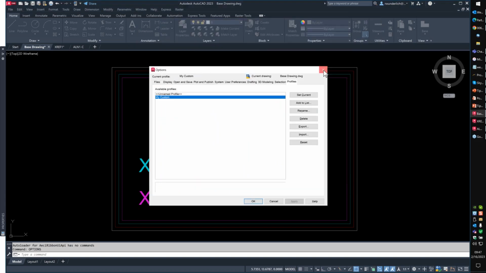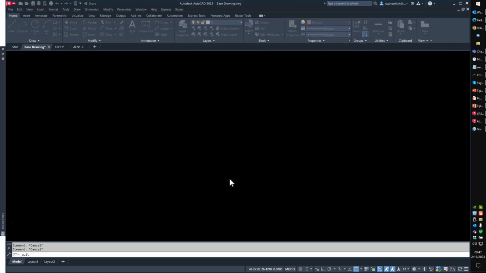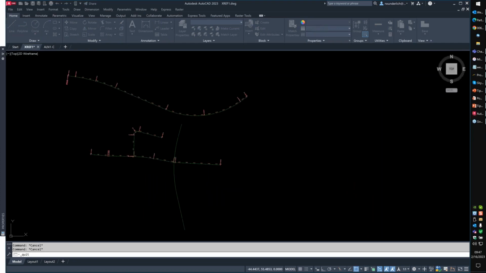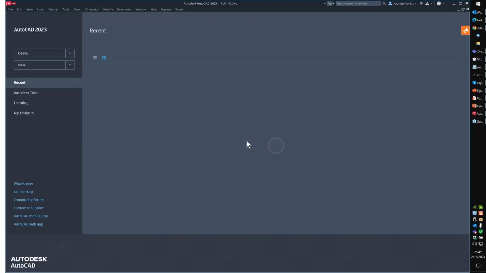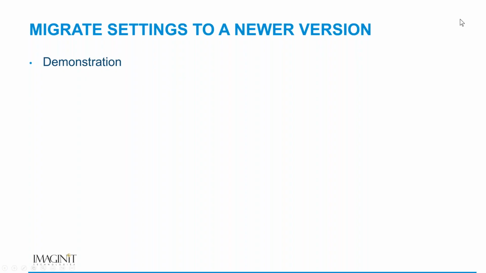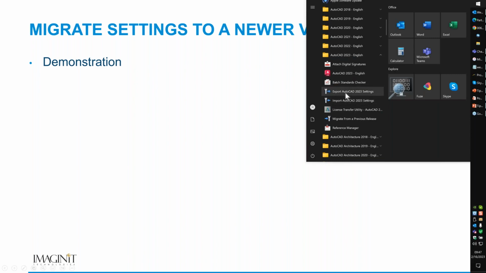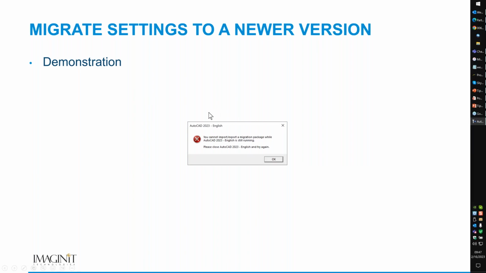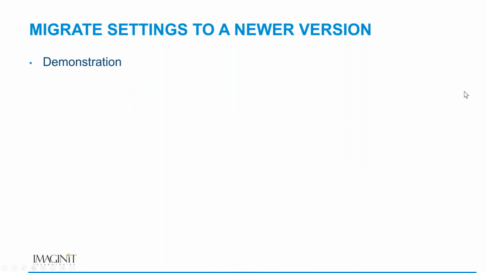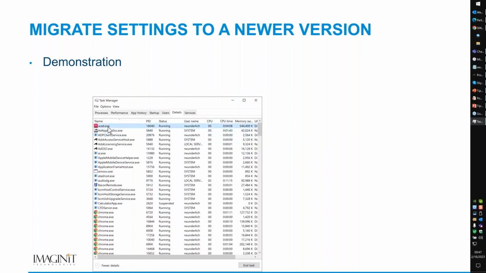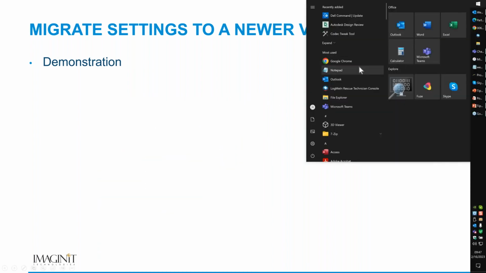So now I'm going to show you the other piece of this. So if I close this, here's my Civil 3D alignments. Okay, I have no version of AutoCAD open at this point. So now I'm going to come in here and go to AutoCAD, and export my AutoCAD 2023 settings. I do not have AutoCAD still running. Well, apparently I do. Okay, AutoCAD's got to be fully closed.